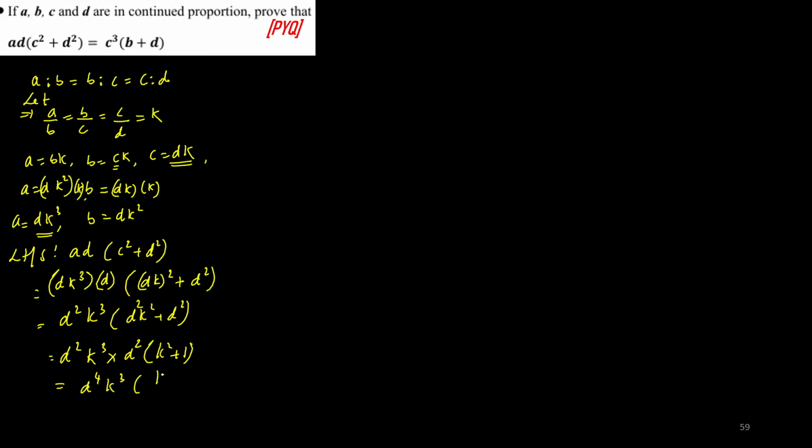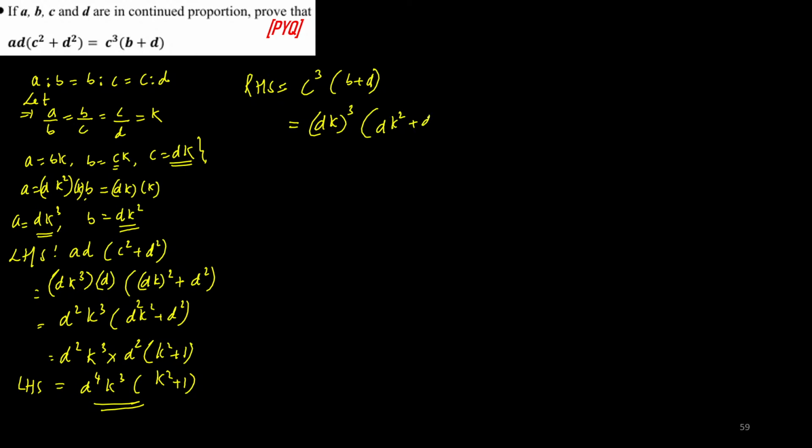Then I'm going to get this one as k square plus 1. This is what I'm going to get when I simplify LHS. Now when I simplify RHS, let's take RHS is c cube into b plus d. C is what, children? C is dk. So dk the whole cube. Okay, b plus d. Can I express b as anything? I have got b as dk square, that is b plus d as it is.